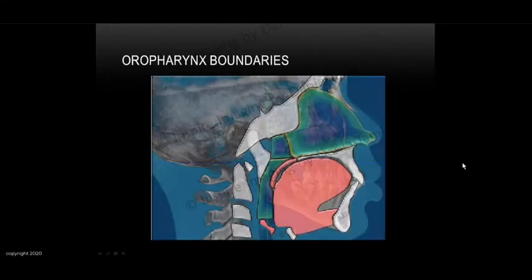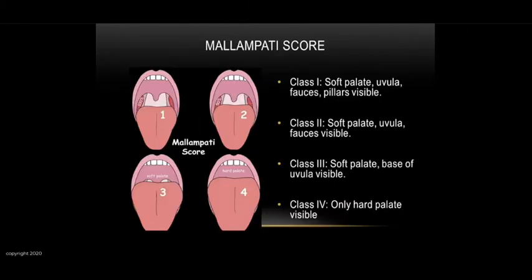Okay, so some of the boundaries of the oropharynx are the soft tissues, as I mentioned. We've got the soft palate, we've got the tongue, we've got the epiglottis, and we also have the hard tissues that surround these. And all these are going to affect this tube. Now, clinically, some clinicians will do the Mallampati score for the tongue, the size of the tongue, and also how much of the oropharynx is visible clinically.